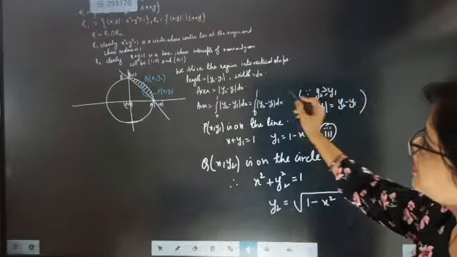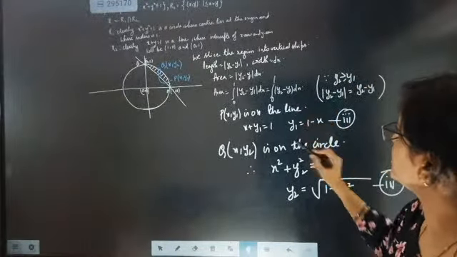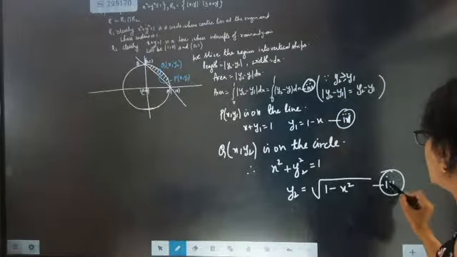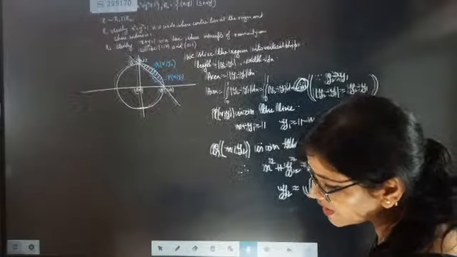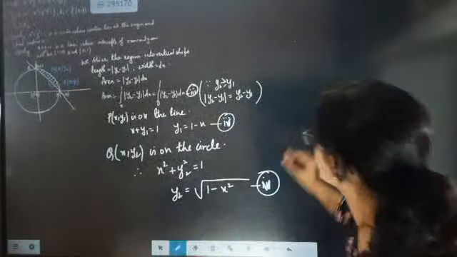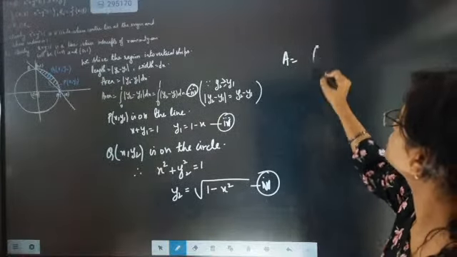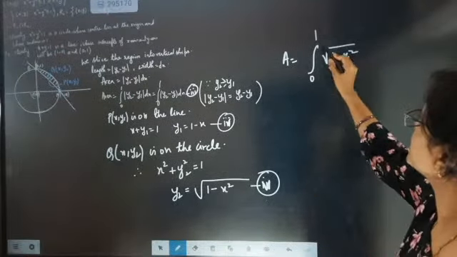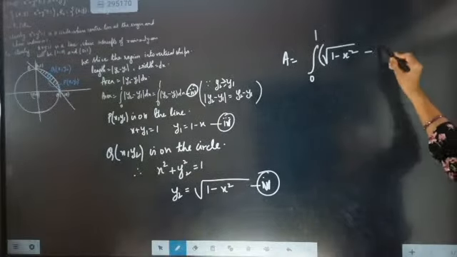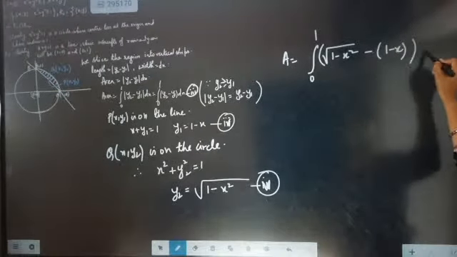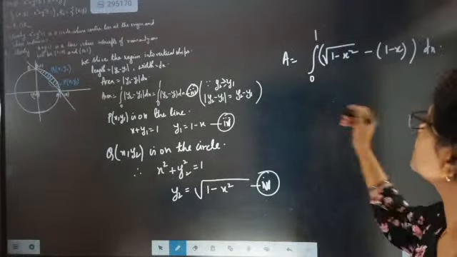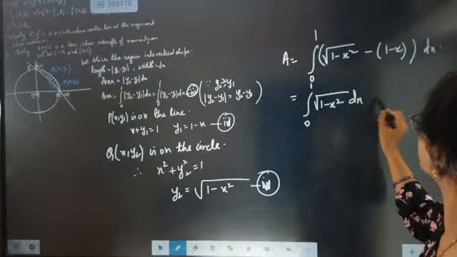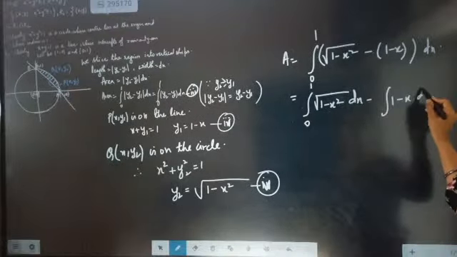Now substituting this in the area section. You can take area as third, this one as fourth, and this one as fifth. So substituting everything there, what are you going to get? Area will be equal to the integral from 0 to 1 of y2, which is root under 1 minus x square, minus y1, which is 1 minus x, dx. Now we are going to separate this out: integral from 0 to 1 of root under 1 minus x square dx minus integral of (1 minus x) dx.